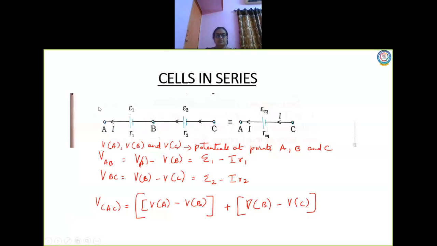Now the potential difference between the two points A and B due to cell C1, and the potential difference between the points B and C due to the cell C2. So when I combine these two, the effective potential will be V_AC is equal to V_A minus V_B plus V_B minus V_C. Hope you understand this, right? Now I am going to substitute the value. Let us go to the next page. I will substitute the value.